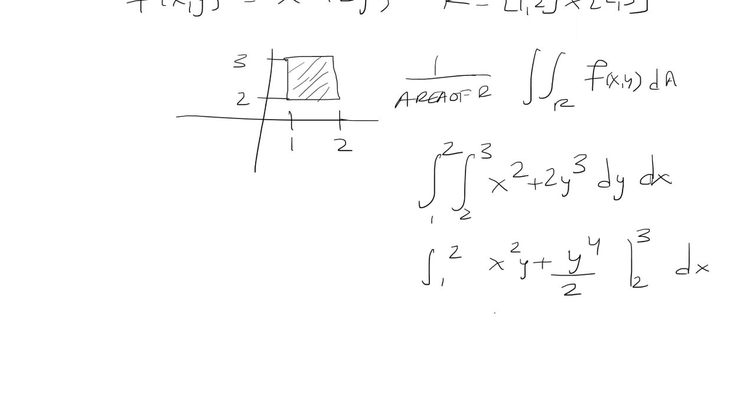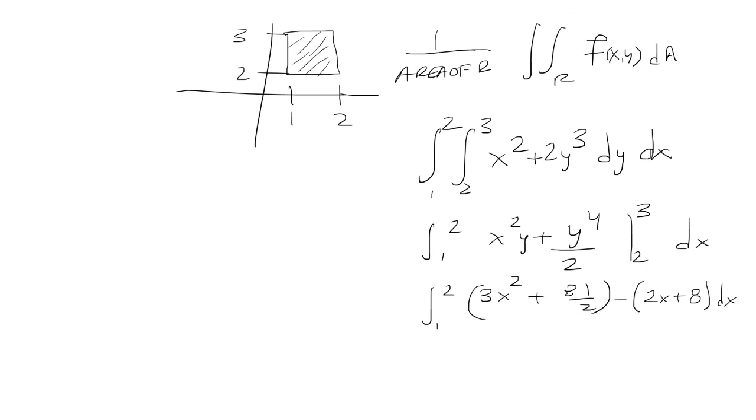Plug in 3, you get 3x squared. And then 3 to the 4th is 81 over 2. Plug in 2. So you get 2x squared plus 8. And then integrate 1 to 2. But before we integrate, let's clean it up.